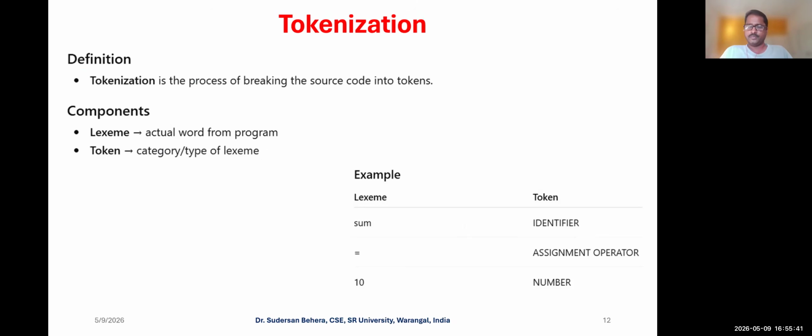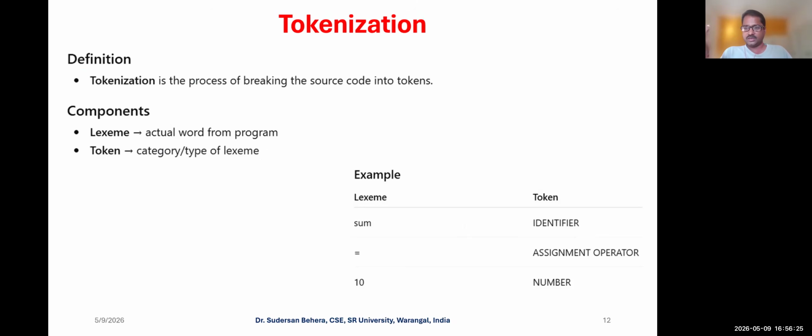This job is also the same. First, identify a word or lexeme, then find out the corresponding class or token type of that lexeme. Here you see, sum is an identifier, and equal is an assignment operator. 10 is a number. These are all lexemes and their corresponding tokens. The token of sum is identifier, the token of the equal symbol is assignment operator, and the token of 10 is a number.